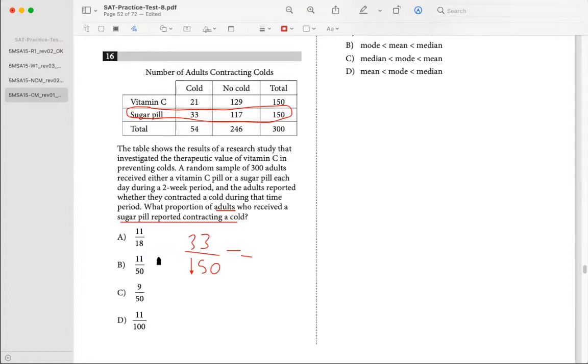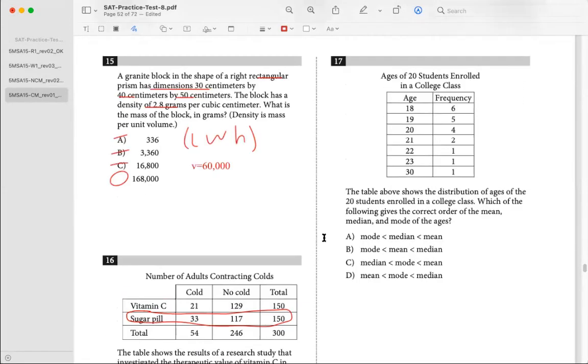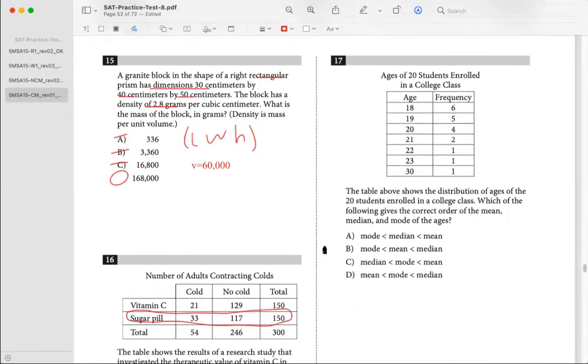So B should be the correct answer. Are we good on that one? It's just basic probability ones. Okay, which of the following gives the correct order of mean, median, and mode for ages?